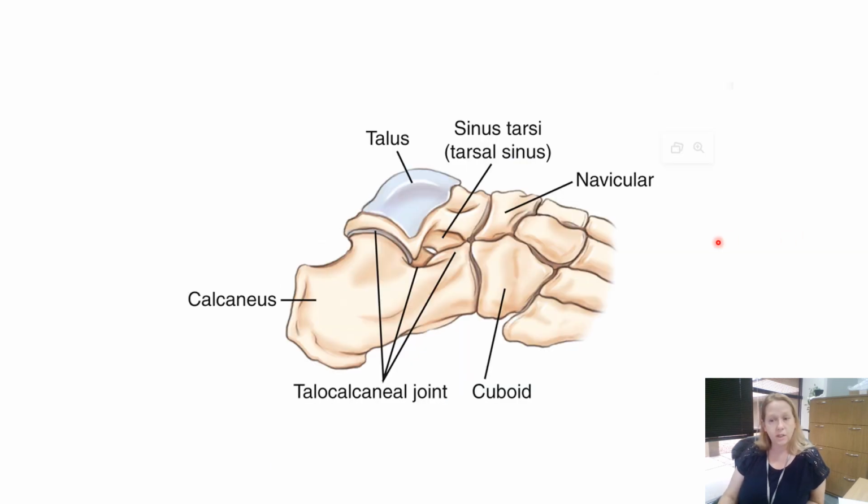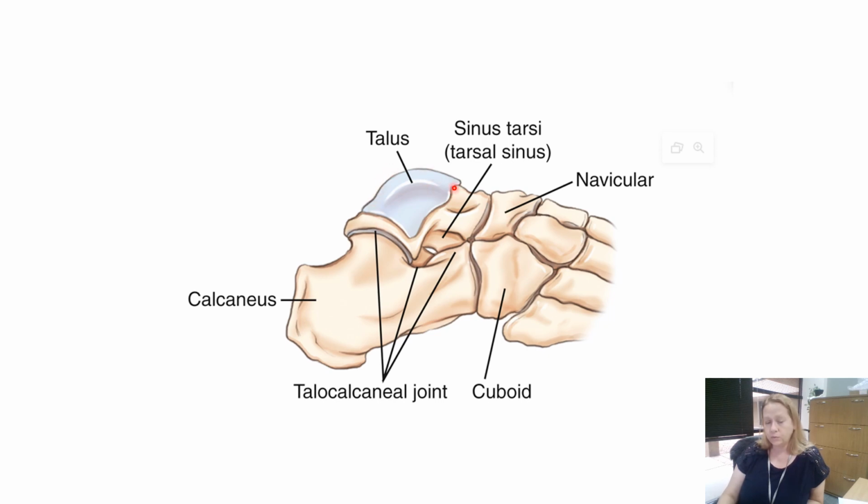I'm not going to ask you questions over any of that. What I am going to need you to know is these bones right here. So this is looking at the lateral foot, like we were looking at it this way. I know this is the fifth, the base of the fifth, right? This is the cuboid, and these are the cuneiforms. This right here is the navicular.